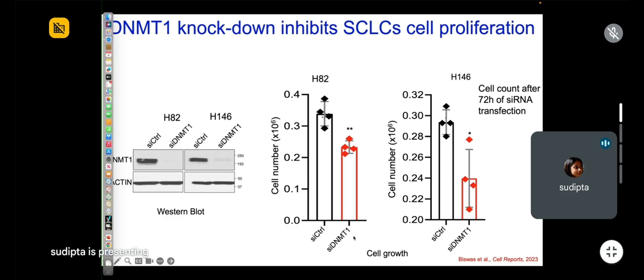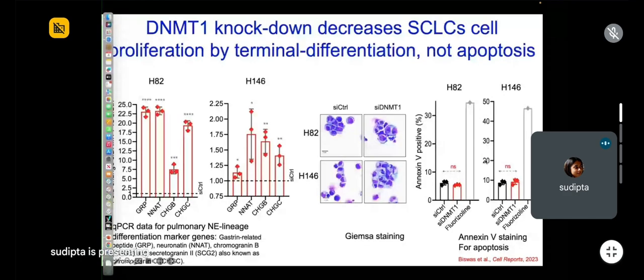So now we used knockdown with DNMT1 siRNA, and you can see that DNMT1 is knocked down in both cell lines, and then we showed that cell growth is inhibited in both of the cells.